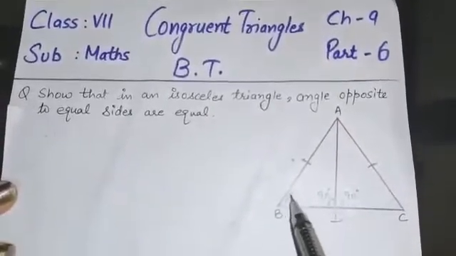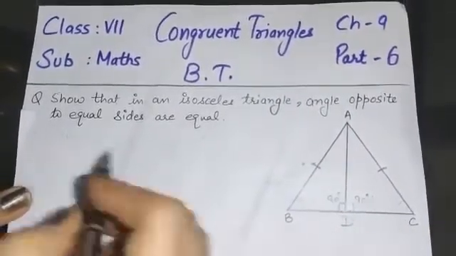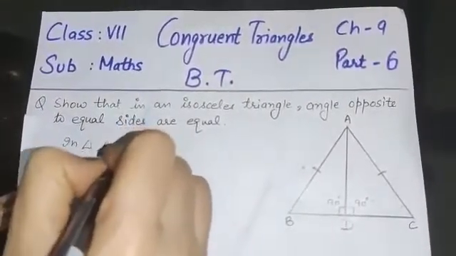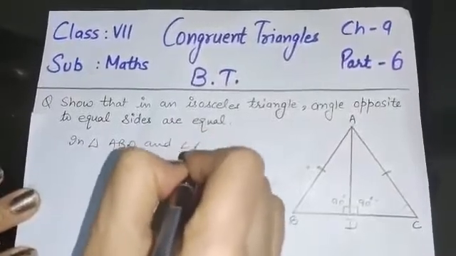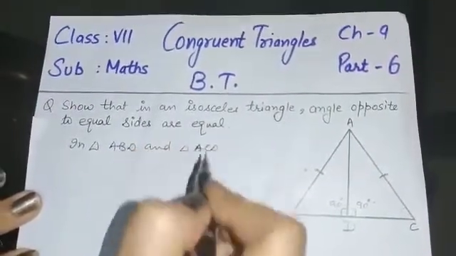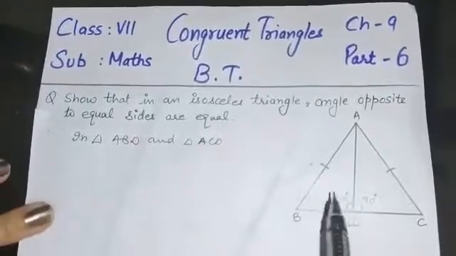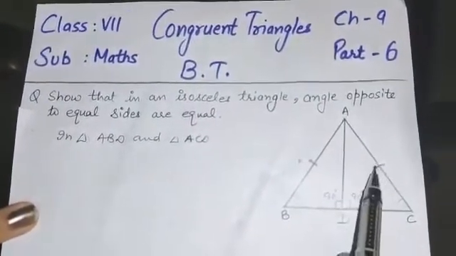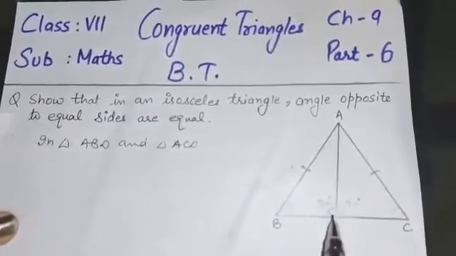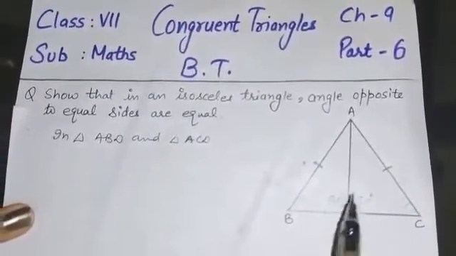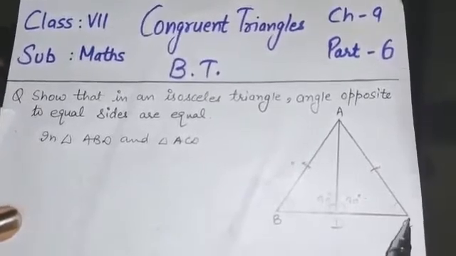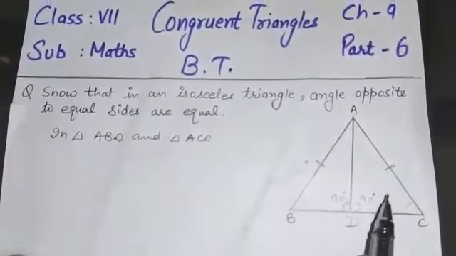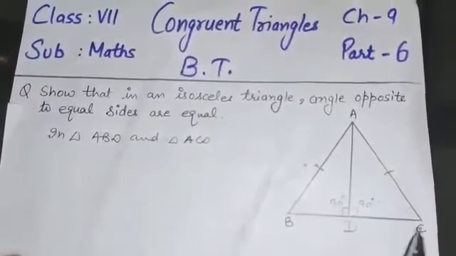Now what you have to prove is that angle B is equal to angle C. So I am taking these two triangles, triangle ABD and triangle ACD. Now we have to prove these two triangles congruent. See, AB is equal to AC, these two sides are given to us as equal. AD is equal to DA, that is the common side, and angle ADB is equal to angle ADC, which is 90 degrees by construction, because we constructed an altitude from A to side BC.